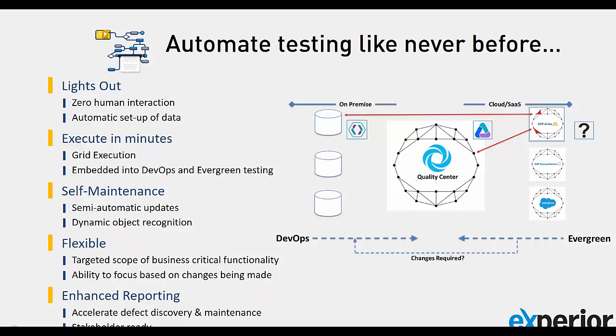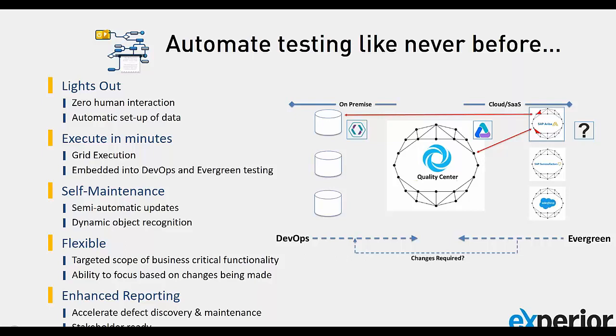It should be able to either go and data mine for information, it should be able to set up or create master data if it needs to, and it certainly should be managing all of the transactional data that's flowing through our tests. If we achieve our zero human interaction, then we can start to tackle grid execution.